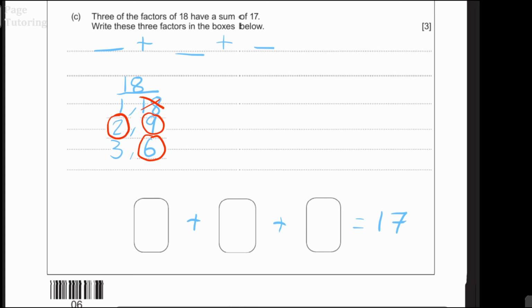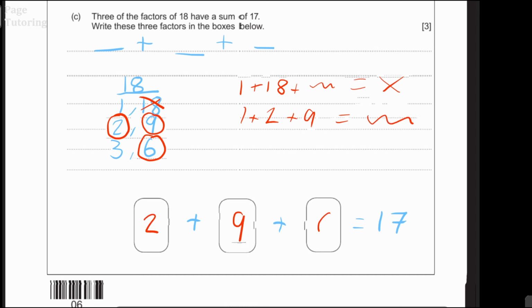Now I'm doing that by observation and sort of guessing what it's going to be, because I want it to be kind of big but not too big. You could just go through each one of these and try them all out if your brain doesn't work like that. So you could go, okay, I'm going to do 1 plus 18 plus something. Oh, that's too big, not that one. 1 plus 2 plus 9 equals too small, not that one, until you find the right one. But I know that it's 2, 9, and 6.